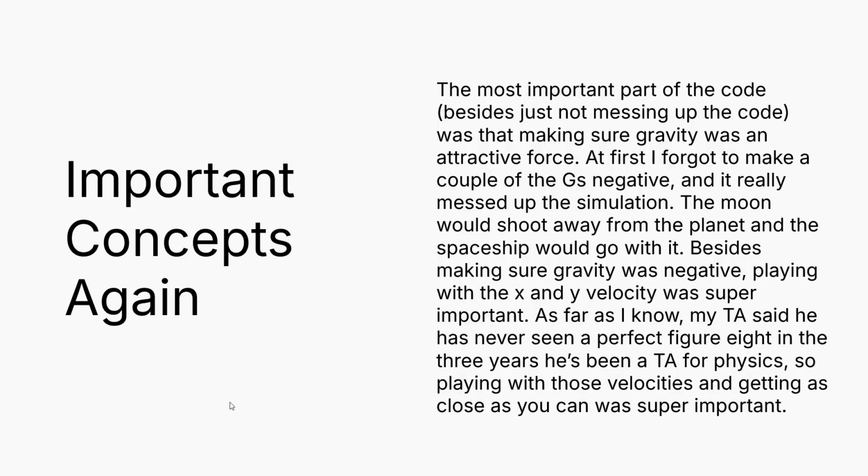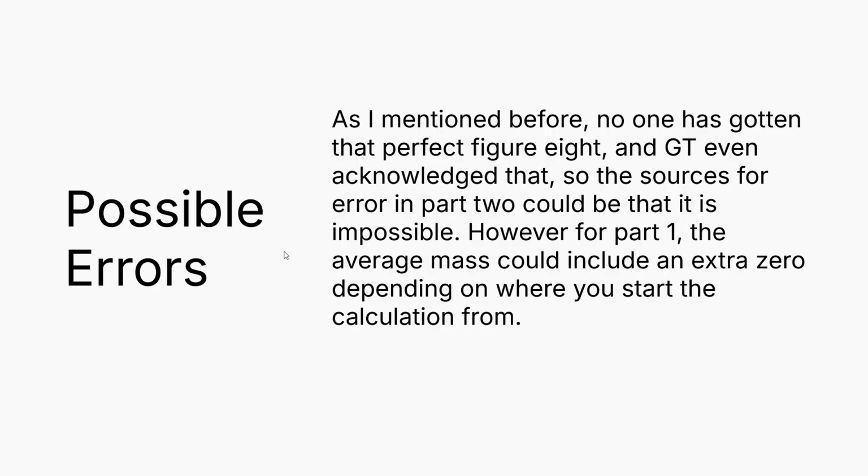Important concepts again is making sure you don't mess up the code, because if you do, it'll either shoot straight out or crash or who knows. But probably the most important part of this code was making sure that you can tweak the x and y velocity so your ship actually got off the moon. By tweaking it, you could also make it do funny little patterns. That's pretty cool. Possible errors, as I mentioned, no one has ever gotten that figure 8, and GT even acknowledged that it might not be possible in the code or in the lab instructions, so that's cool.